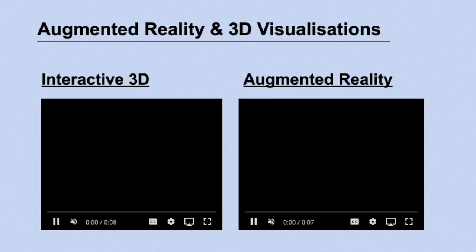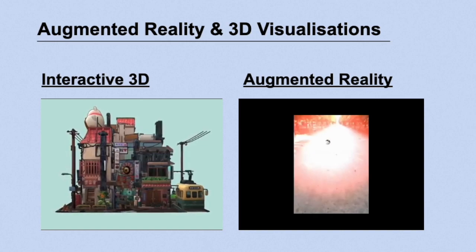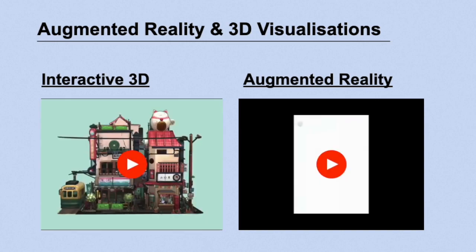To give some context, interactive 3D is a form of visualization that allows users to view a 3D object in 2D space and even interact with it. On the other hand, augmented reality is a visualization that overlays these 3D models into reality itself. An example of augmented reality is the wildly popular Pokemon Go game.